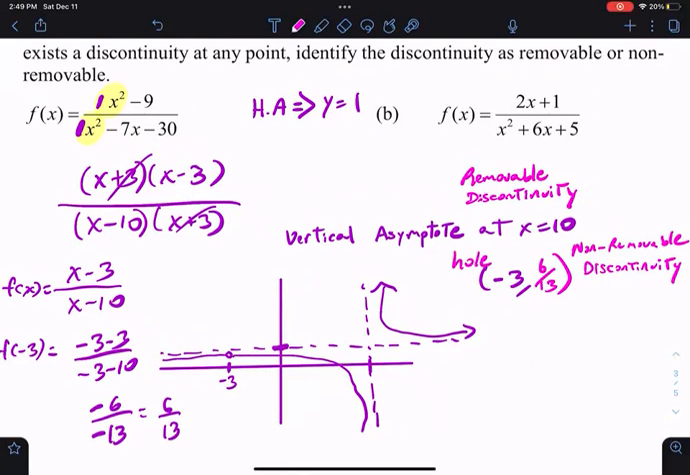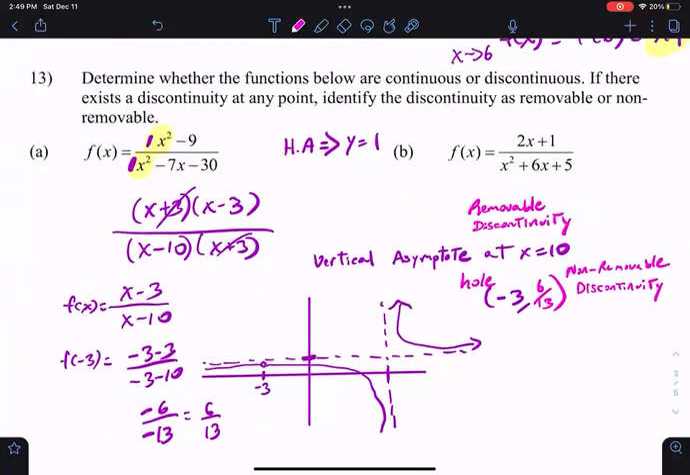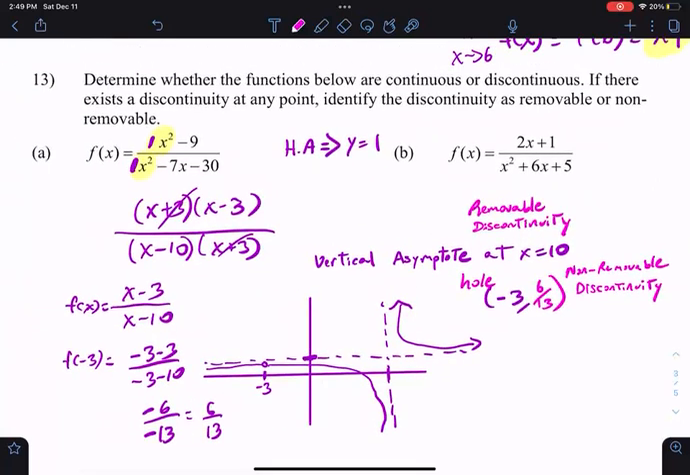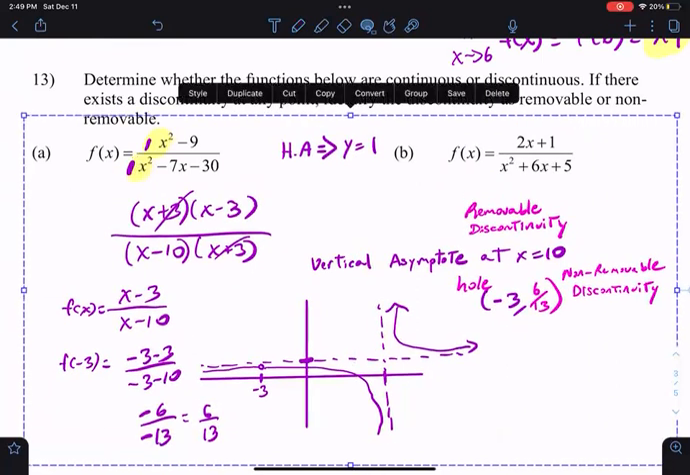And that's it. That's all you gotta do, right? Definitely it's not continuous, this function, right? It's not continuous. Okay, let's continue with the next question.